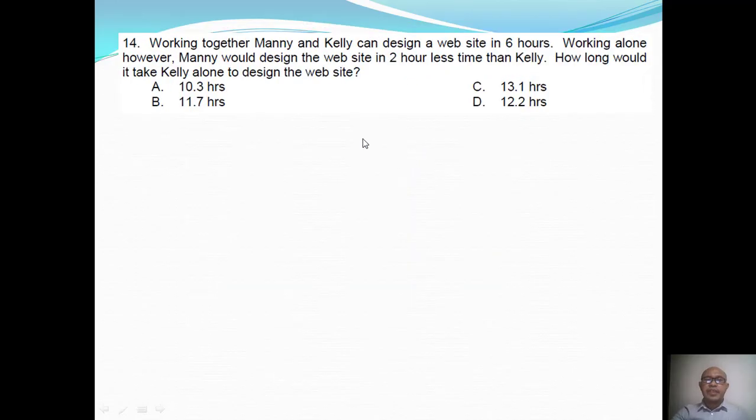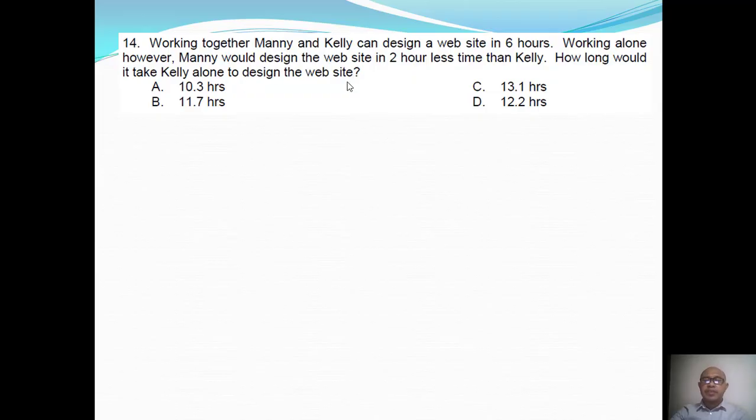Problem number 14 we have here. Working together, Manny and Kelly can design a website in 6 hours. Working alone, however, Manny would design the website in 2 hours less time than Kelly. How long would it take Kelly alone to design the website?